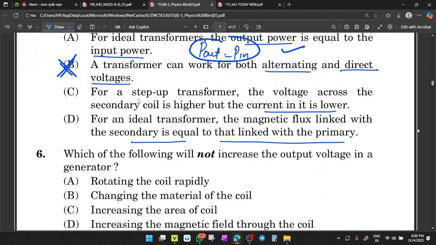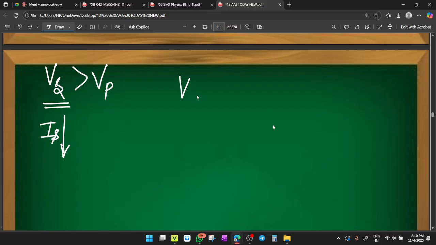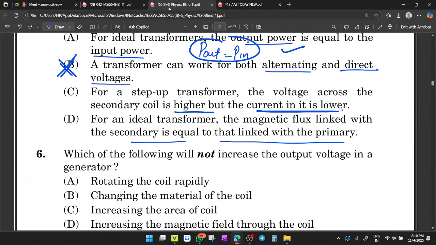Check more options. For a step-up transformer, the voltage across the secondary coil is higher, but the current in it is lower. Yes. The step-up transformer makes the output voltage high. So V secondary is greater than V primary. V secondary is the output voltage. If the voltage becomes high, the current will become low, definitely, because V is inversely proportional to current. So if voltage becomes larger, current becomes lower. So it is correct. Secondary voltage is high and the current will be lower.